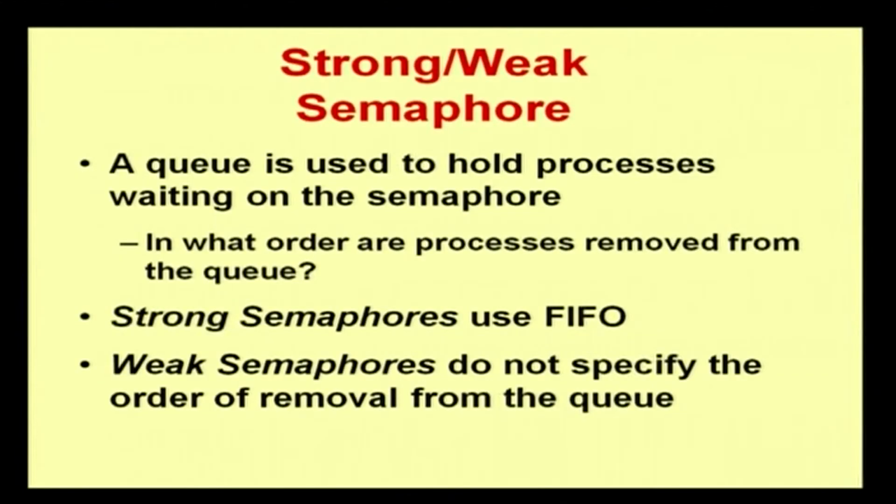To indicate that, we have this kind of semaphore, and the semaphore is of two types. One is called a strong semaphore, the other is called a weak semaphore. What is a strong semaphore? A strong semaphore is one wherein processes are queued and served on a FCFS basis.